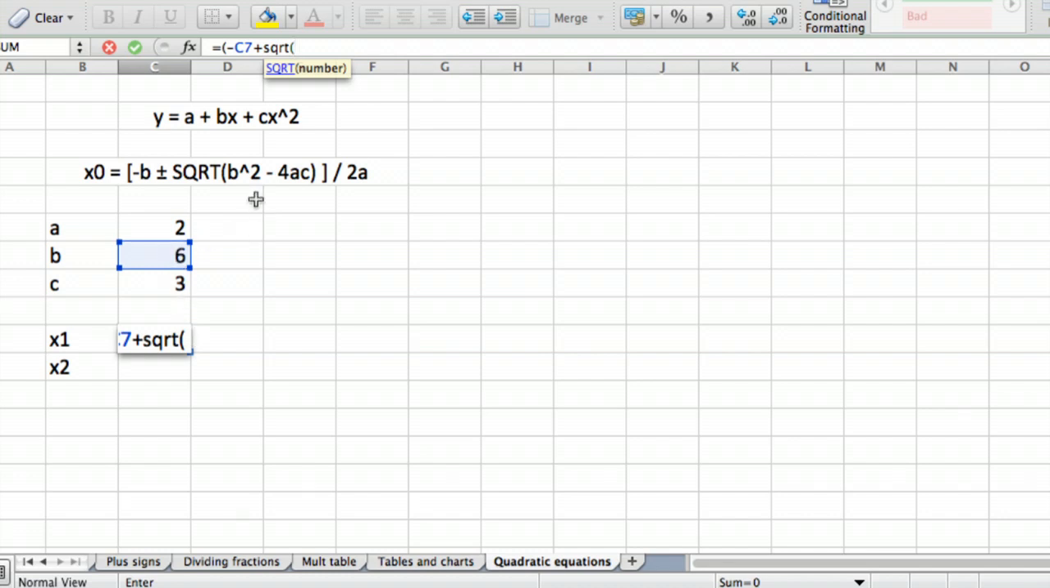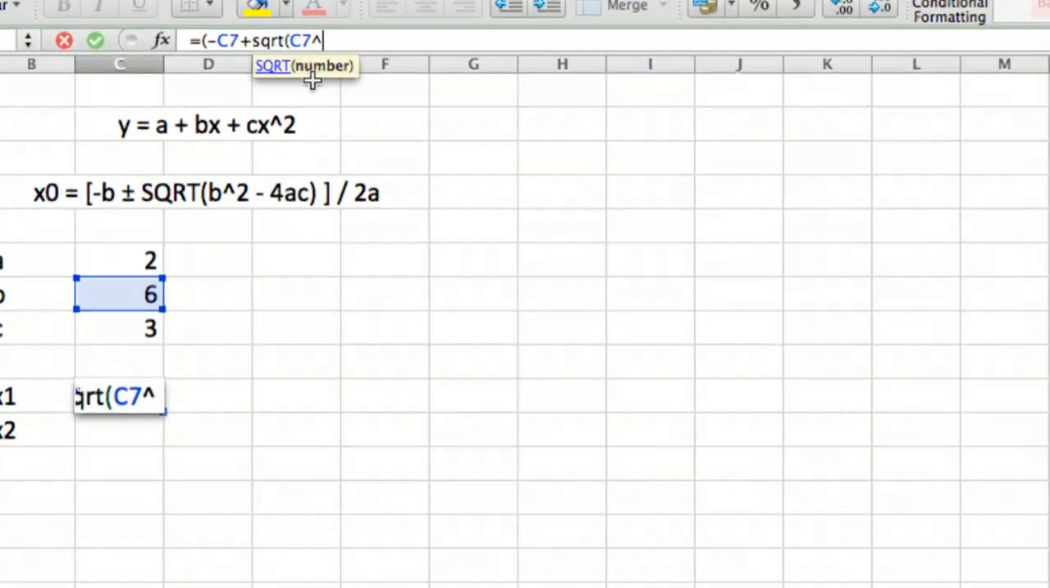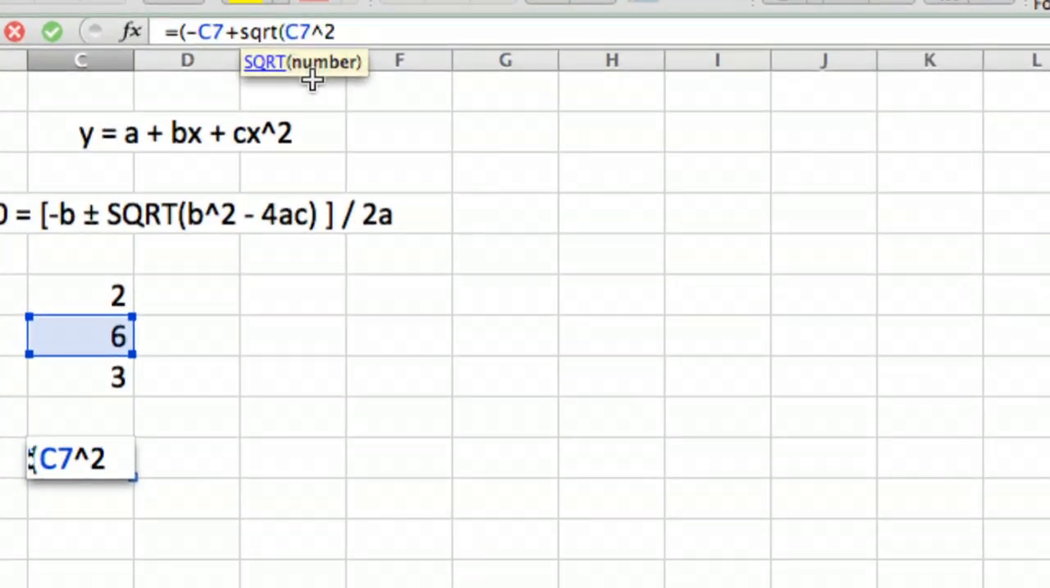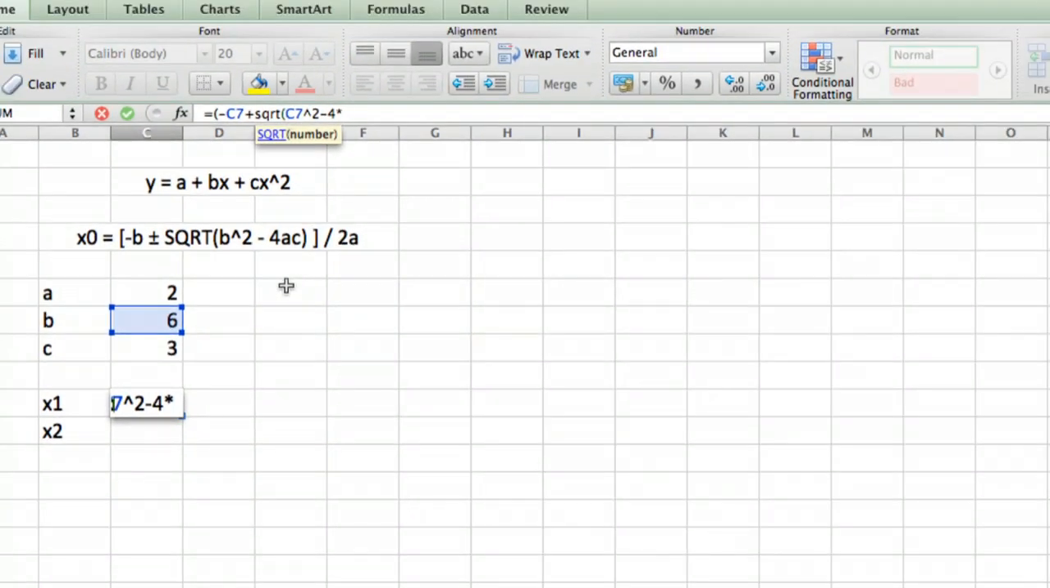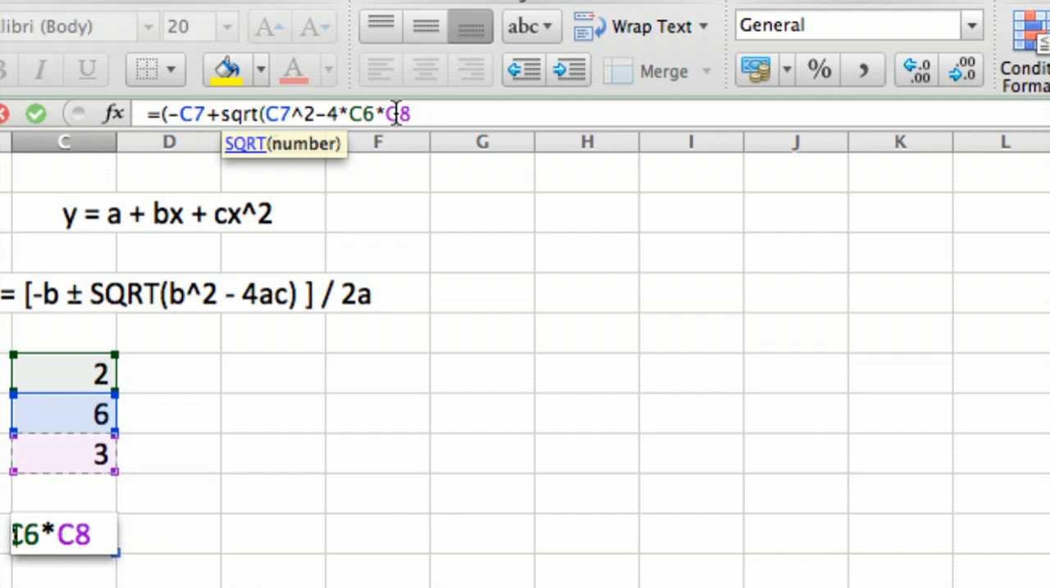So we're going to type B squared, so we click on B and type the exponent sign, and then b squared minus 4 times, let me just scroll out a little here, times a times c. Now Excel knows the order of operations: it does the powers first, then multiplication and division, then addition and subtraction. So we don't need to put parentheses around the 4ac because it knows to do all that and then subtract that from b squared.